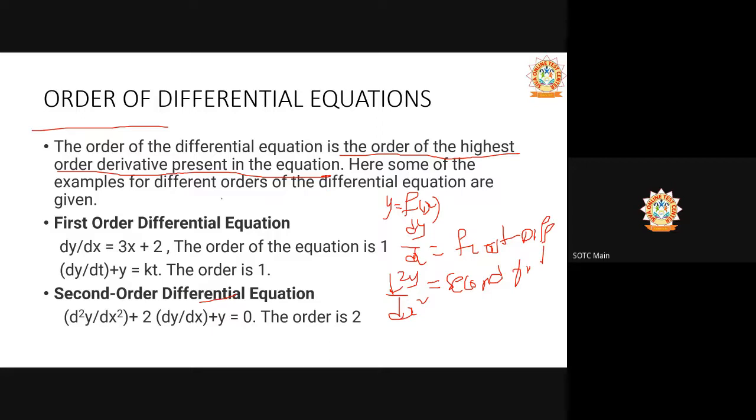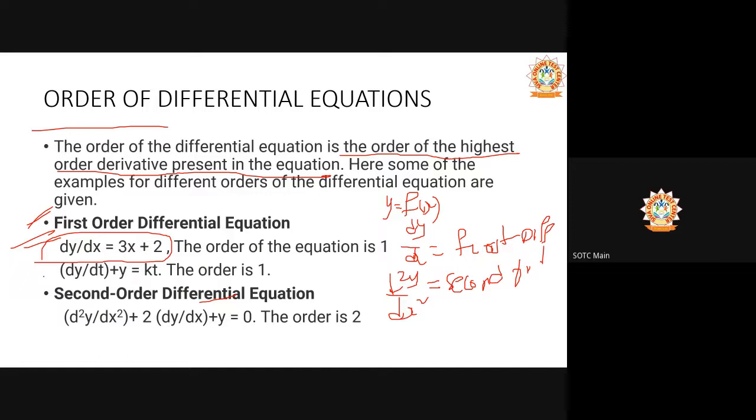So you can see here an example for the first order differential equation. Let us suppose my differential equation is dy by dx plus 3x is equal to 3x plus 2, right? So here, what will be the highest order of derivative? That is just dy by dx. So here there is only one time differentiation or one time derivative or one time differential coefficient, right? So that's why the order of this differential equation is 1, because it is simply dy by dx, right?